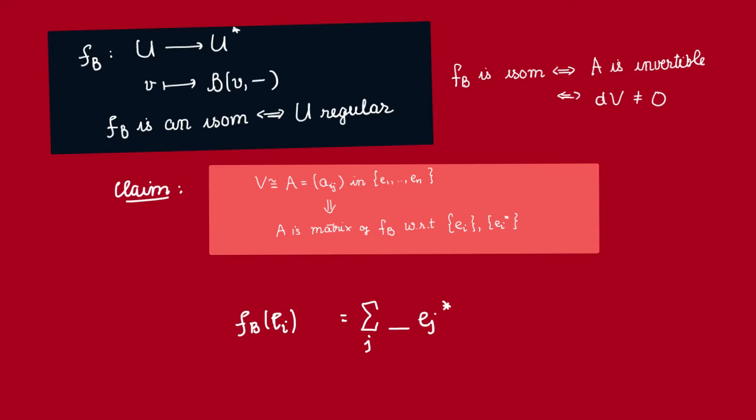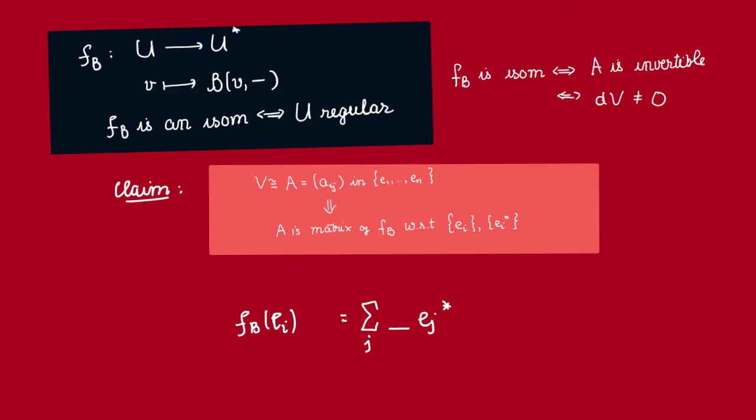Now, since A is the matrix of f_B, we see that f_B is an isomorphism if and only if A is invertible. Well, A is invertible if and only if its determinant is non-zero, and its determinant is just the discriminant of U by definition. So now what remains is to show that the matrix of f_B with respect to these bases is actually A.